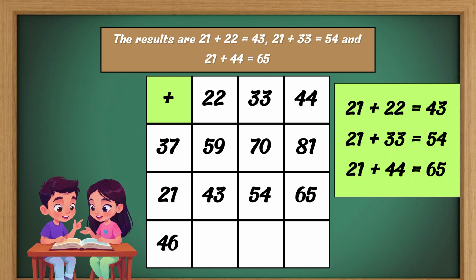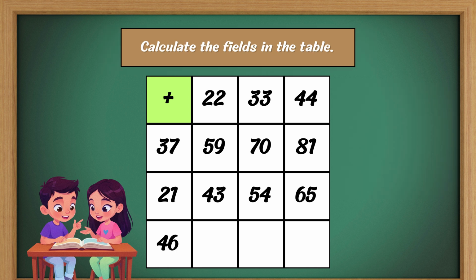The results are 21 plus 22 equals 43, 21 plus 33 equals 54 and 21 plus 44 equals 65. Calculate the fields in the table.